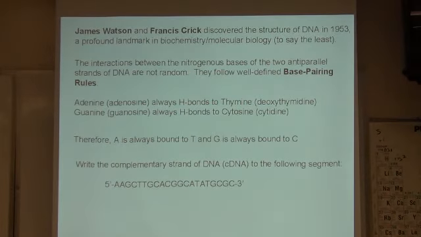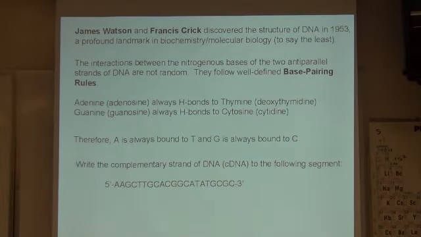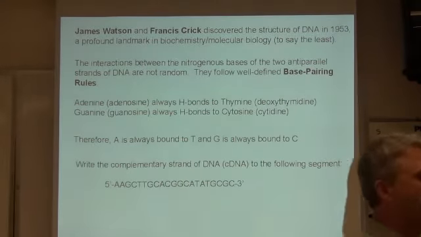And that's what we're going to talk about next. Watson and Crick's base pairing rules. Discovered in 1953. Really, probably the single most significant discovery in the 20th century. Some people would argue the 21st century. The base pairing rules are what allowed us to determine what the structure of DNA was. And of course, that was a landmark discovery.